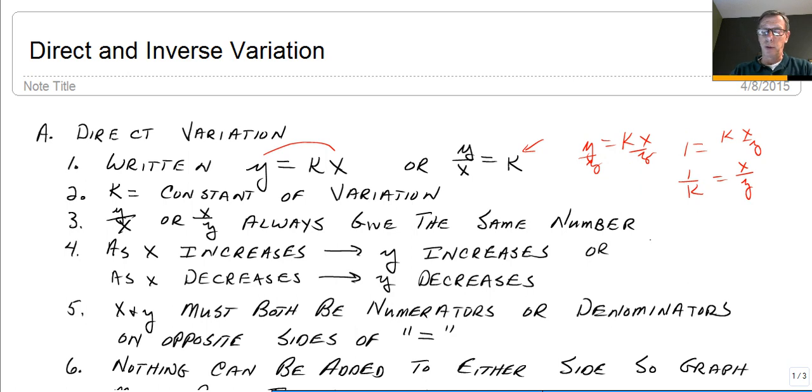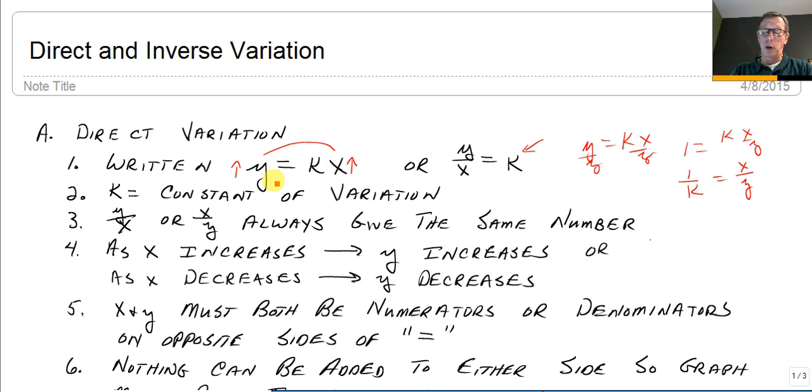One thing unique to direct variation is, let's consider what would happen if I would increase this x value. So I'm going to take x and I'm going to make it larger. Well, because y is also a numerator over here, both x and y are numerators, y would have to increase also. So that's the one big characteristic of direct variation. As you increase x, y is going to increase also.